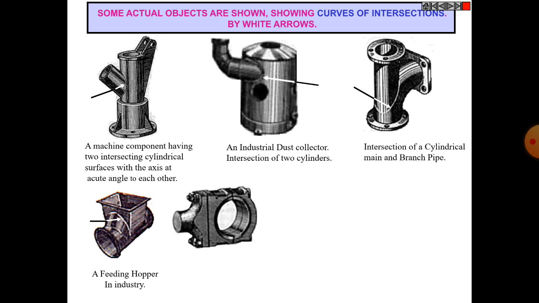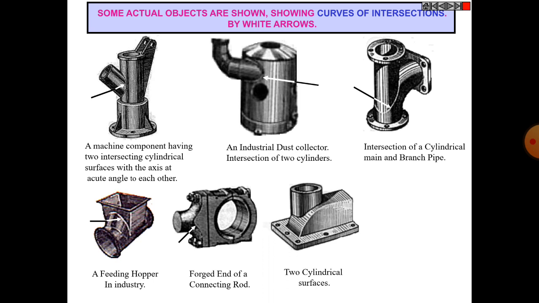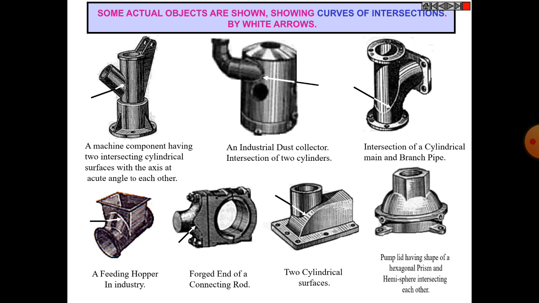Next, forge end. We already know what a forge end is. It is used in the connecting rod of an IC engine. The forge end is a combination of two solids. Next, two cylindrical surfaces connected by intersecting two solids. And last one, a pump lid having the shape of a hexagonal prism and hemisphere intersecting with each other.